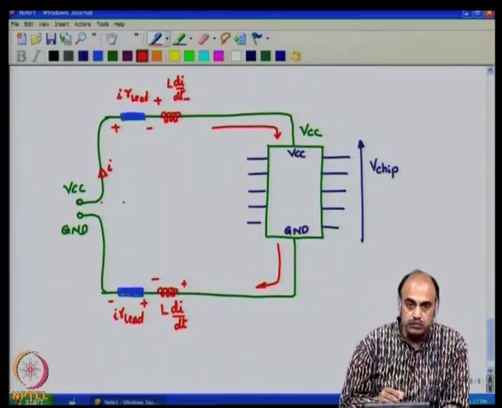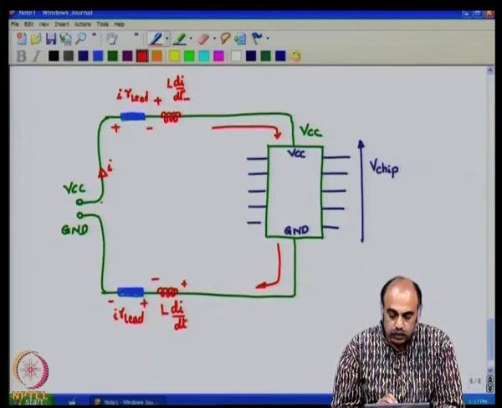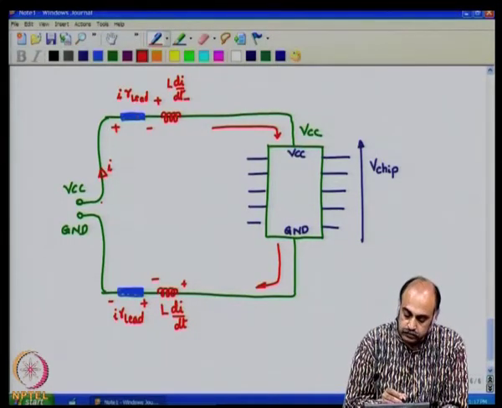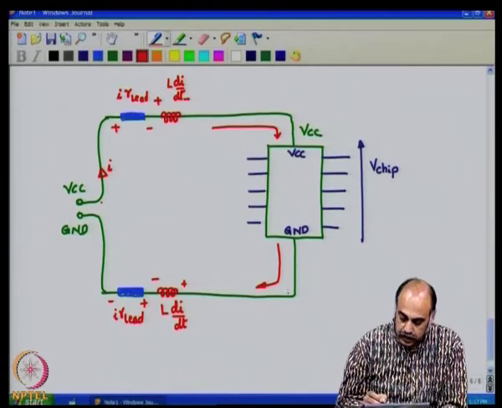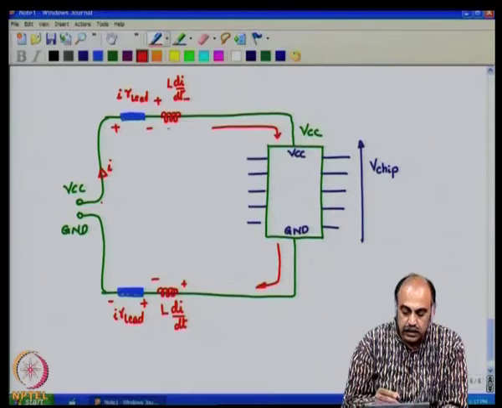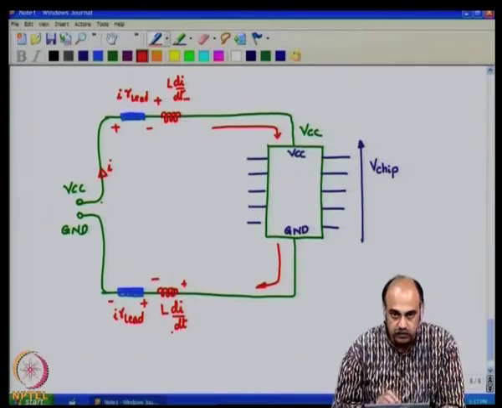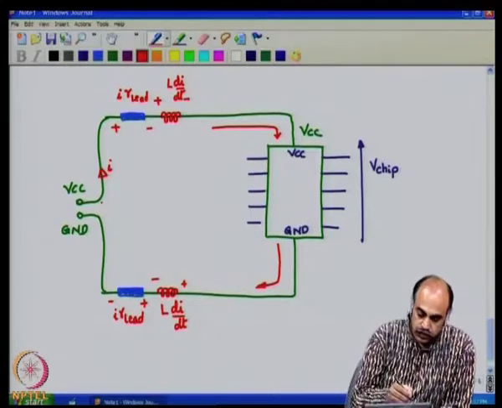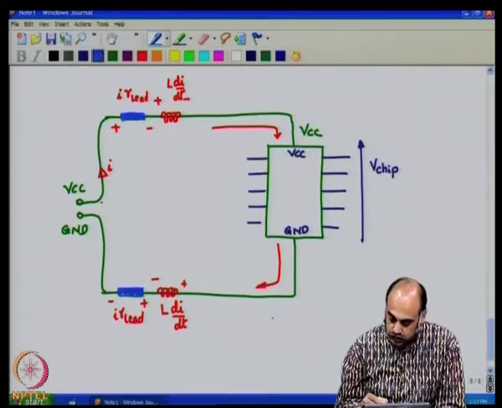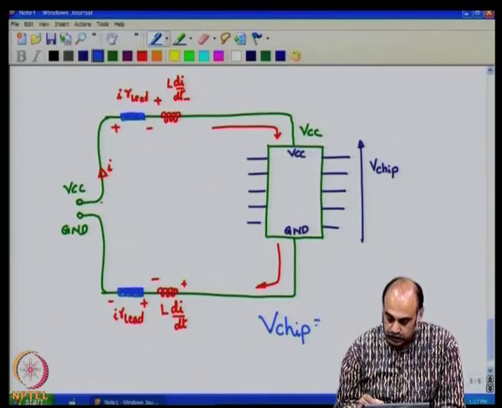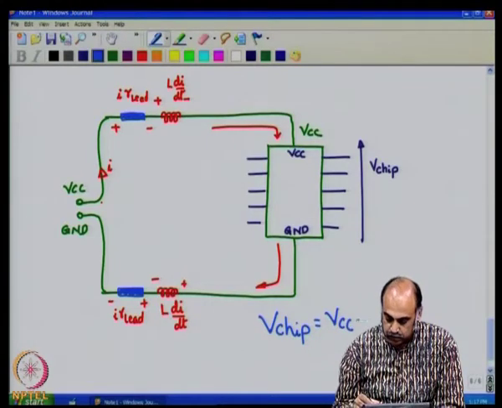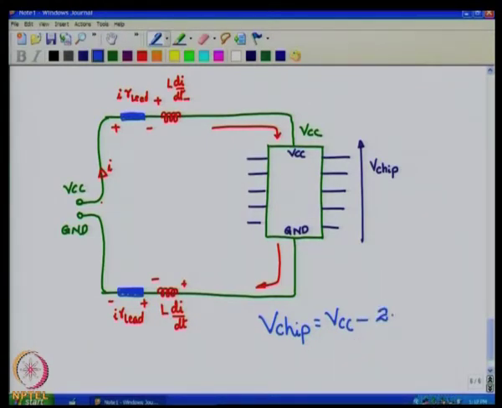So, if you assume that the tracks are equal in length, then R lead on the supply side and R lead on the return side, L on the supply side and L on the return side, let us for the moment assume to be the same. So, that we can write down V chip is equal to VCC minus 2 times I into R lead minus 2 times L dI by dt.